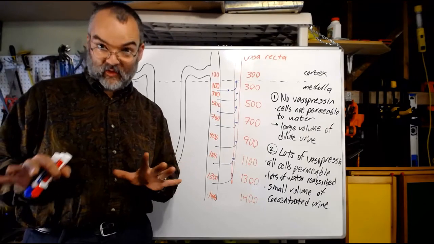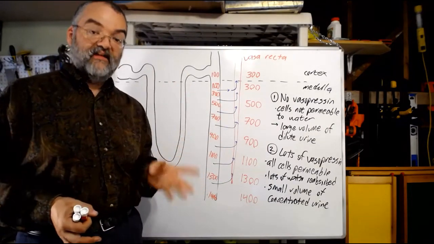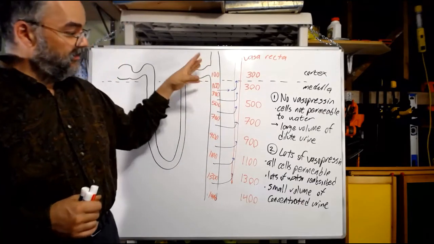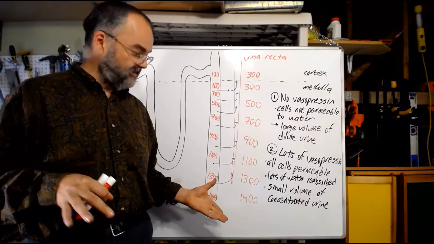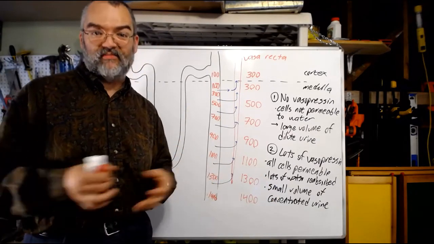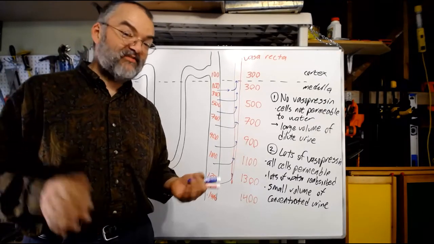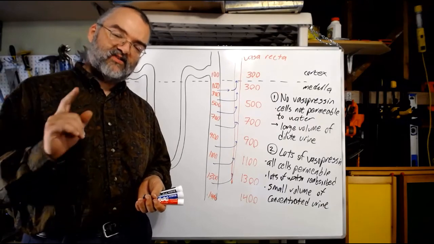Okay, so those are two scenarios: no vasopressin and lots of vasopressin. And the end results of that are a huge amount of very dilute urine at 50 to 100 milliosmolar, or a small volume of very concentrated urine at 1400 milliosmolar. Most of the time, I don't want either of those. Most of the time, I want a kind of moderate urine. So how am I going to do that?